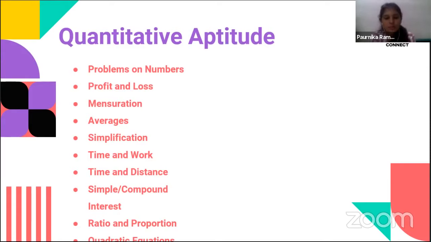All right. Again, simple interest and compound interest. Don't think that simple interest and compound interest will be asked only in banking exams. It's a wrong approach. I've seen most of the students skip simple interest and compound interest, thinking that it is a very boring topic. There's nothing like that. Just a minute.